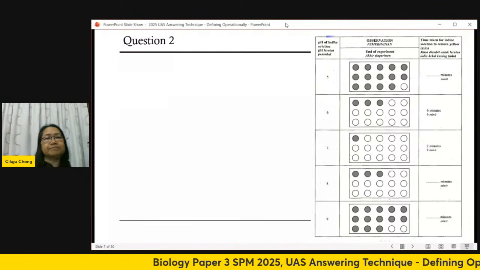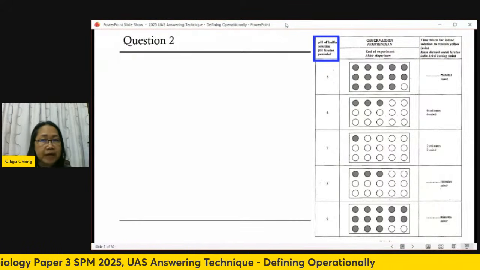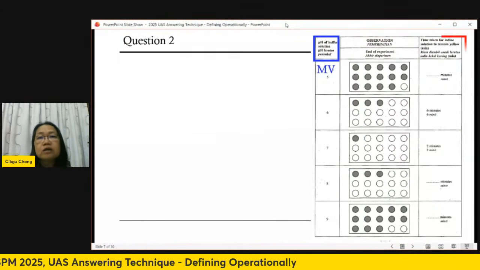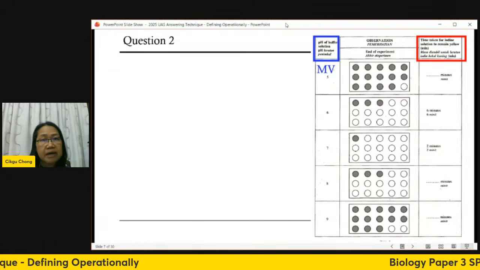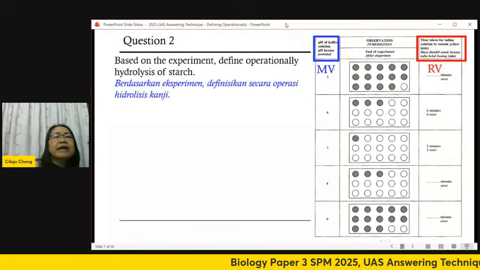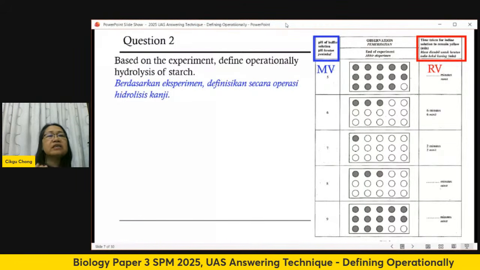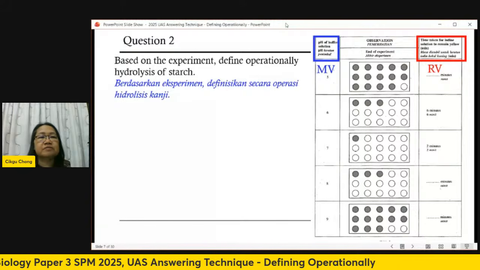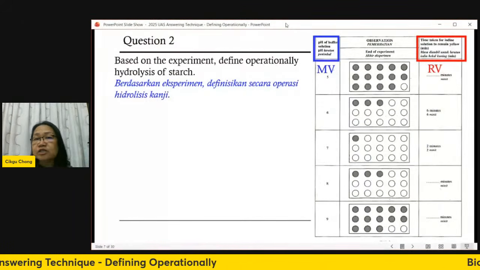Okay, now let's say, this is the MV. Always look at a table. There should be MV, there should be RV, what you measure. Okay, no CV, no constant variable in your table. Okay, now what is the question? Based on this experiment, define operationally hydrolysis of starch. Okay, so what is hydrolysis of starch based on experiment?